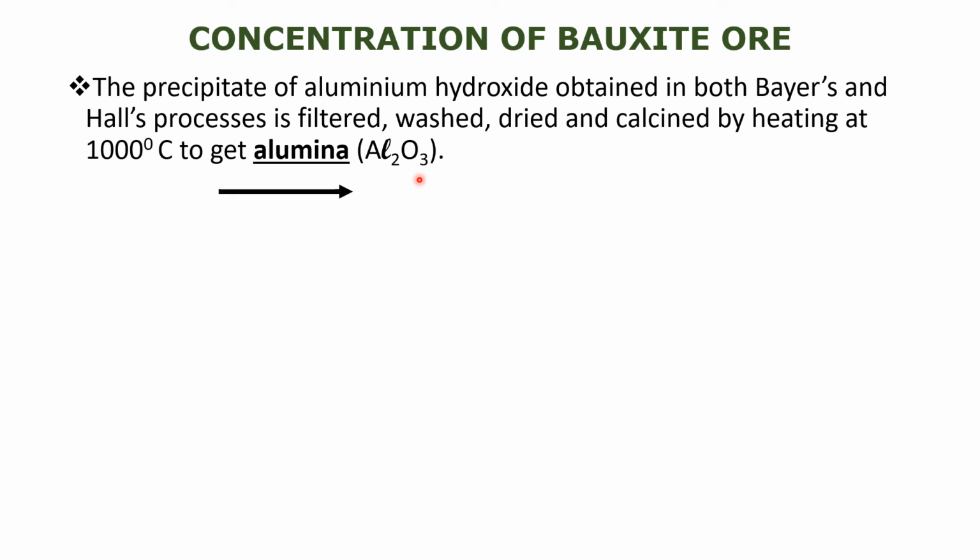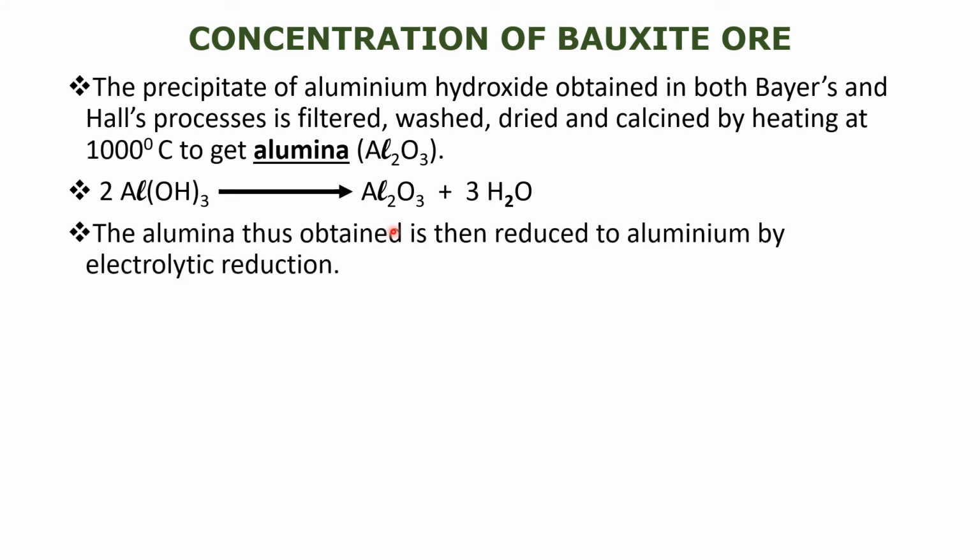So this whole process, this concentration, was to remove the impurities. Which are the main impurities with the aluminum oxide? If you remember in the beginning, which impurities were there? Iron oxide and silicon dioxide, that is iron oxide and silica. So we removed all that, and finally we have got our aluminium oxide, that is alumina. Now this alumina is then reduced to aluminium by using electrolytic reduction.